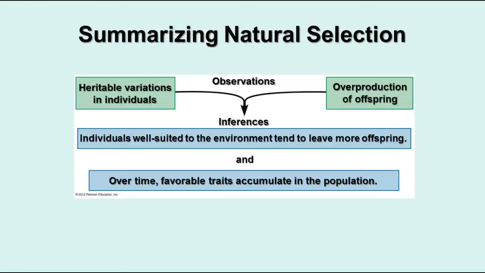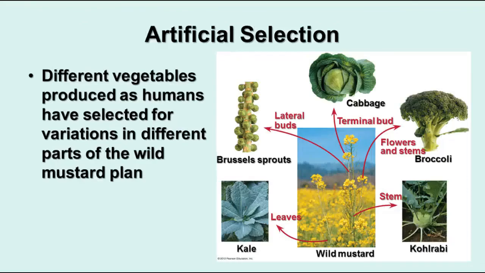To summarize natural selection, we have inheritable variations in individuals. We have overproduction of offspring. Those are observations that you can make just by looking at populations of organisms. The individuals that are best suited to the environment are going to tend to survive and leave more offspring, and over time those favorable traits will accumulate in the population, leading to change in the species over time. Now there's also such a thing as artificial selection.